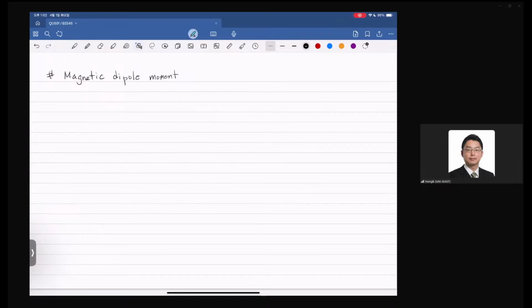So if you have learned already, let's just review it. But if you're learning it for the first time still, I think it's okay because it's not that difficult. Magnetic dipole moment is basically a current loop. And then for convenience, I'll assume that it's a circle with a radius r. And this loop's direction, right-hand rule.